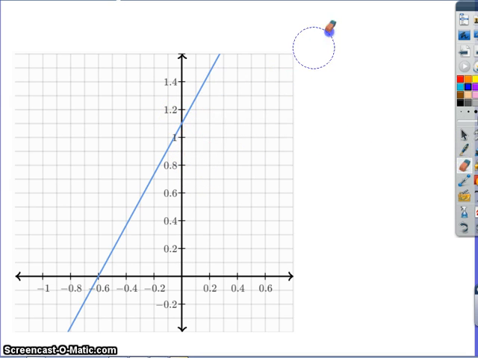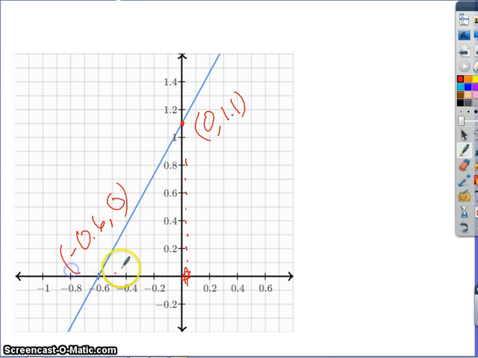Okay, so the first answer is the y-intercept occurs at 0 for x and 1.1 for y, and then the x-intercept is negative 0.6 for x. And what's y? Count down with me. 10, 9, 8, 7, 6, 5, 4, 3, 2, 1. Okay, where did you crash into the x-axis? Peter, what's the y coordinate? 0, thanks, 0. So it's negative 0.6 for x and 0 for y.